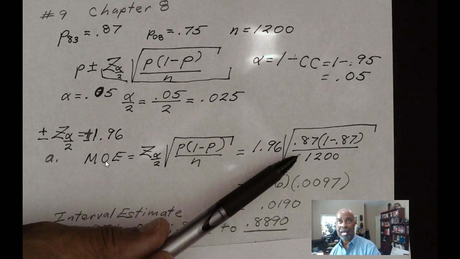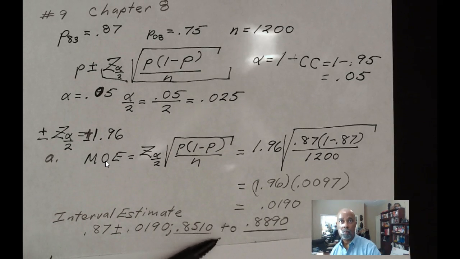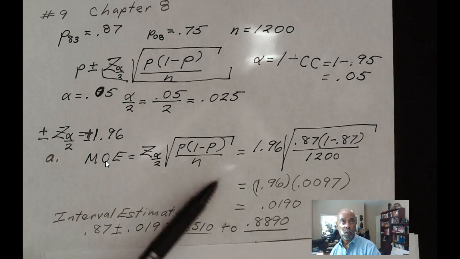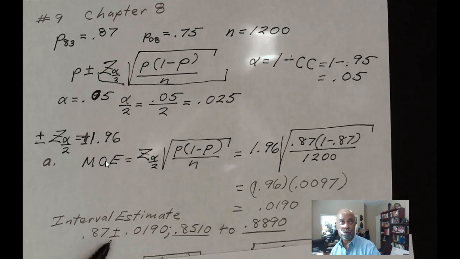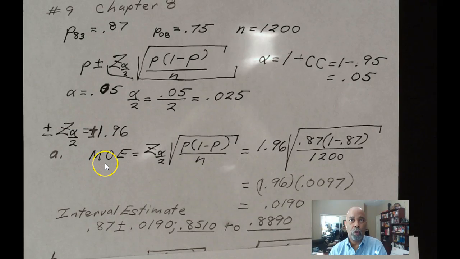Using the 0.87, it gives us a margin of error of 0.0190. If we add and subtract that to the 0.87 for 1983, we get 0.8510 and 0.8890. So those are the answers for the first part of the problem.